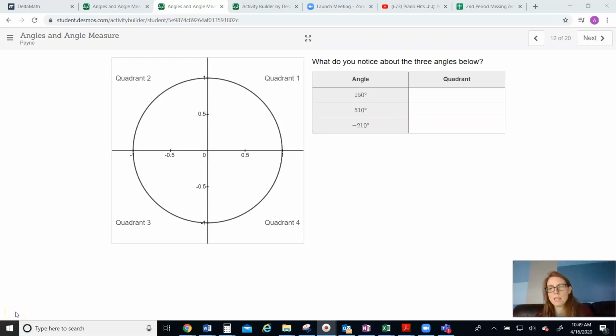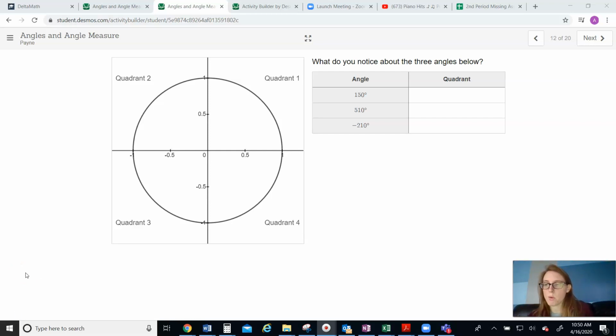Hey guys, so this is for what you missed on either April 16th or April 17th, depending on whether you are in first or second period. When I messaged you, I also gave you the code to log in for Desmos. Okay, so you should do that.